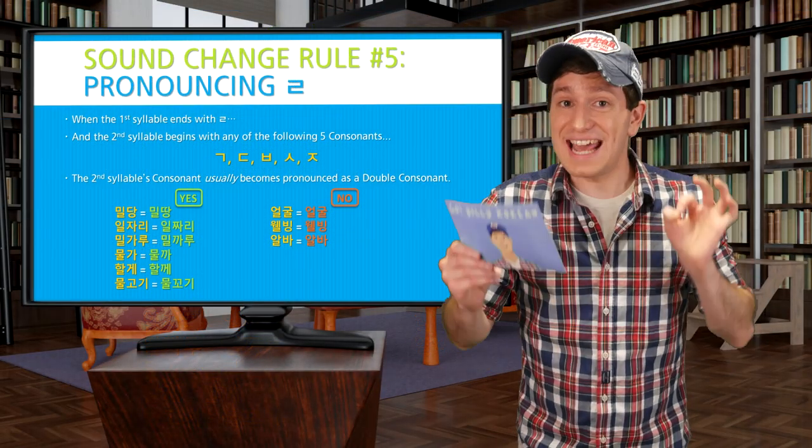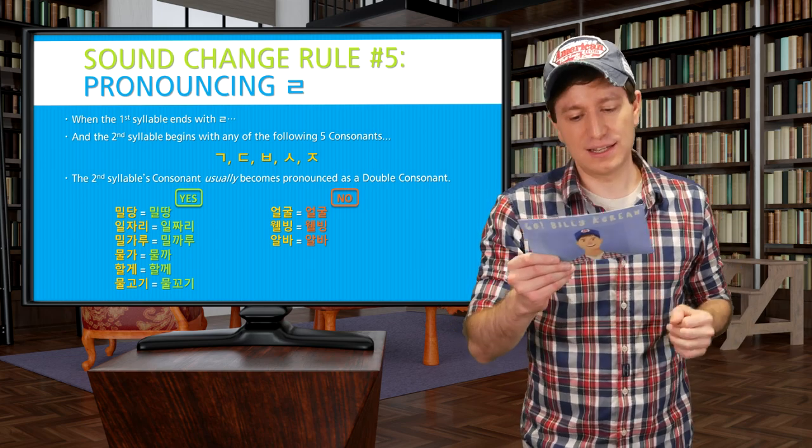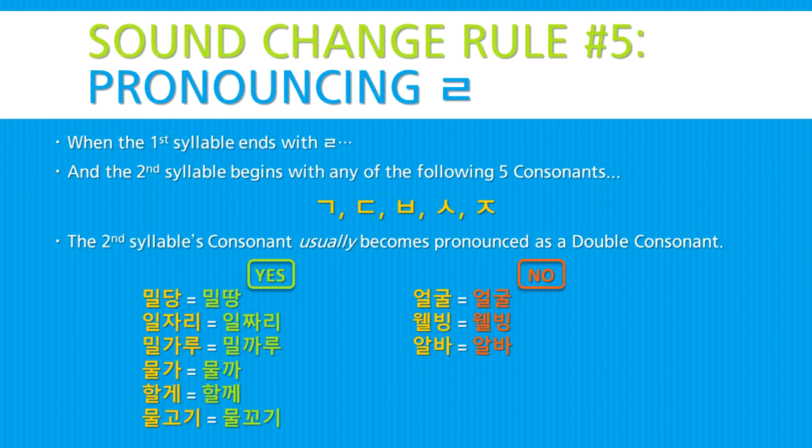But not in every case. Here are a few common cases where it doesn't happen. 얼굴. It doesn't become 얼굴, just 얼굴. Next we have well-being. And finally, 알바. But most of the time this does happen, so just keep that in mind.